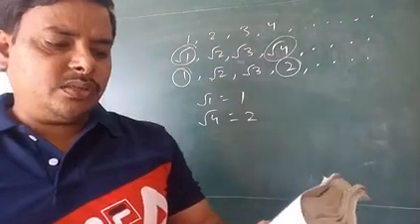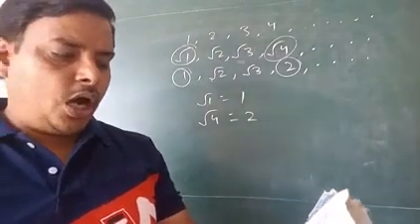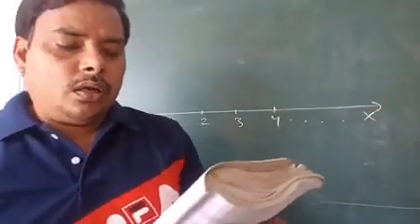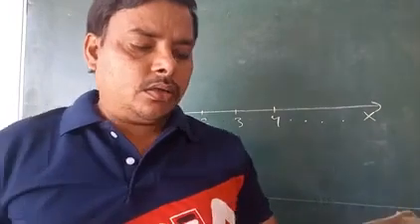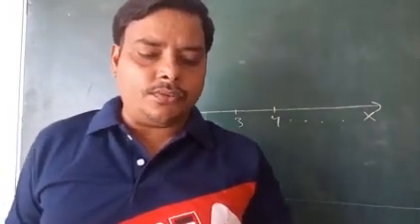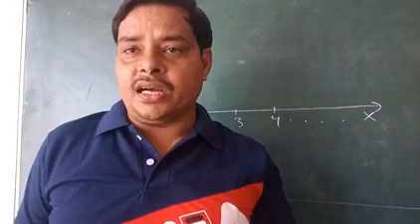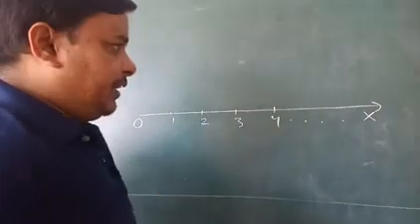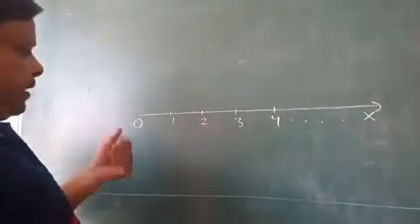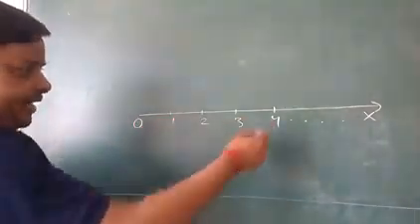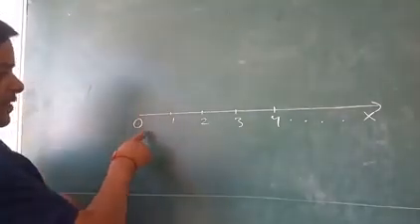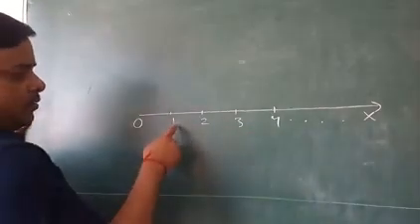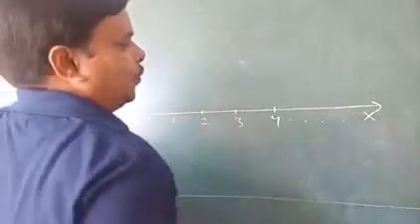Now, question number 3. Show how root 5 can be represented on the number line. Dear students, for representing root 5 on the number line, there are two methods. Now we are going to start the first method. In the first method, in the first step, we will draw a number line OX. On this line we will take 1, 2, 3, 4 and so on.